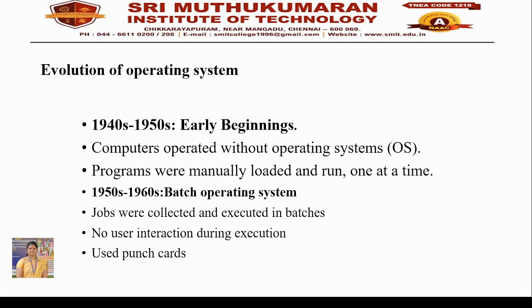Then our next topic is evolution of operating system. In the 1940s and 1950s, that is the first generation, computers worked without an operating system. Programs were written in machine language. We could do one task at a time, so programs were manually loaded and run one at a time.